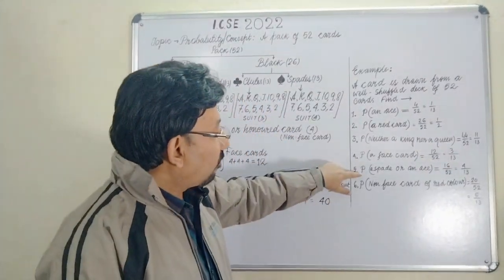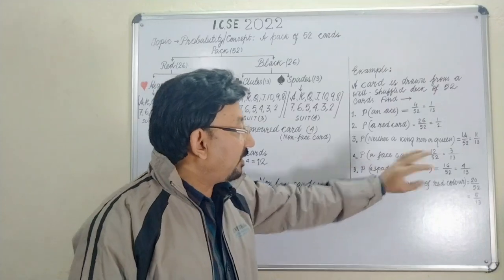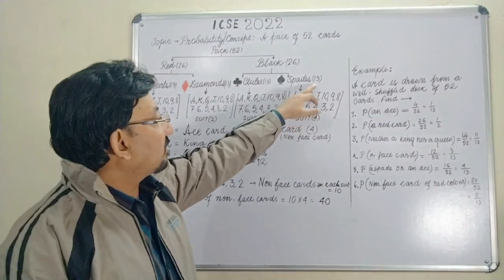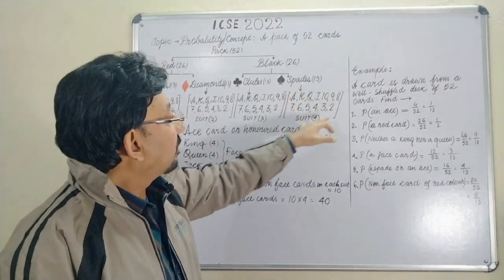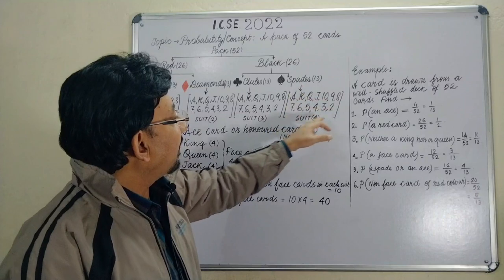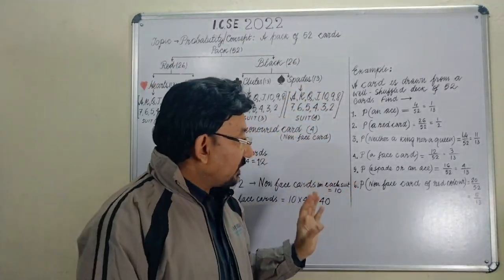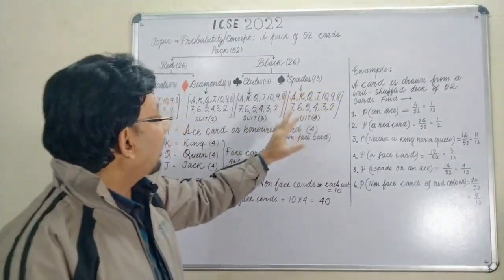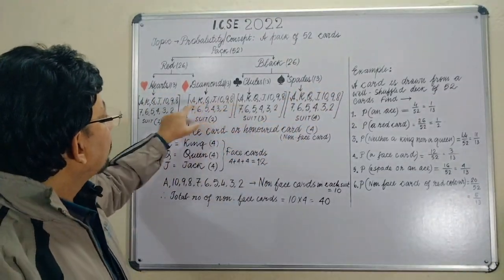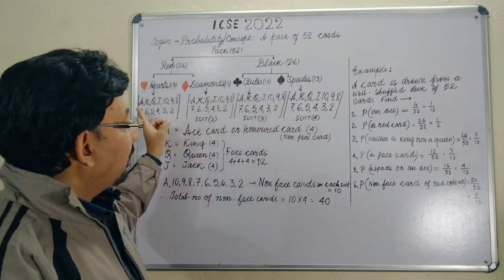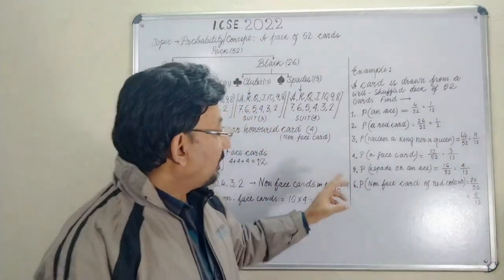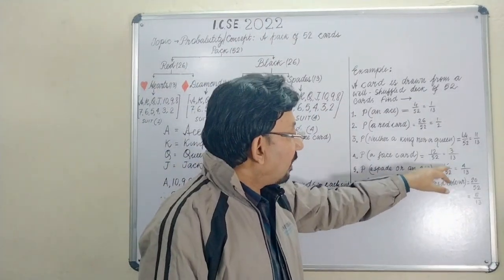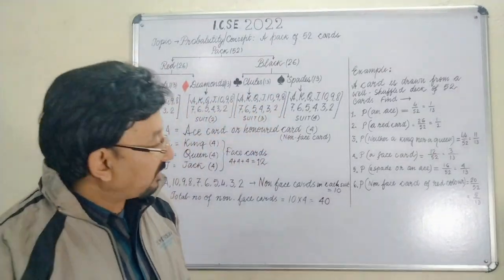Number 5, probability of a spade or an ace. Now, a spade or an ace, you know, there are 13 spades. Number of spades is 13. You are asked to find out the probability of a spade or an ace. So 13 spades are present here and aces 1, 2, 3. So 13 plus 3, that is 16. So 16 by 52. After cancellation, it becomes 4 by 13.